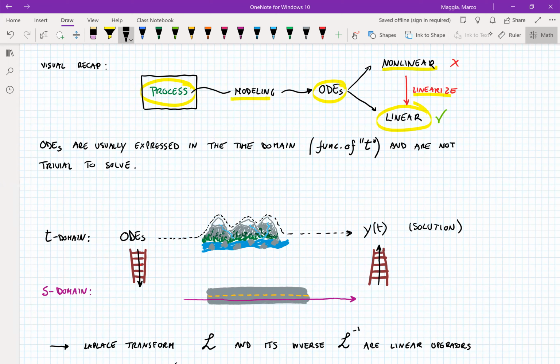It involves another domain. We have to switch our main variable from time to this variable that is indicated with S. And it's also known as the Laplace variable or complex frequency. We're going to see later what it means. For now, just trust me on this. We'll just almost magically switch to another domain. And we're going to do that through an operation that is known as the Laplace transform.